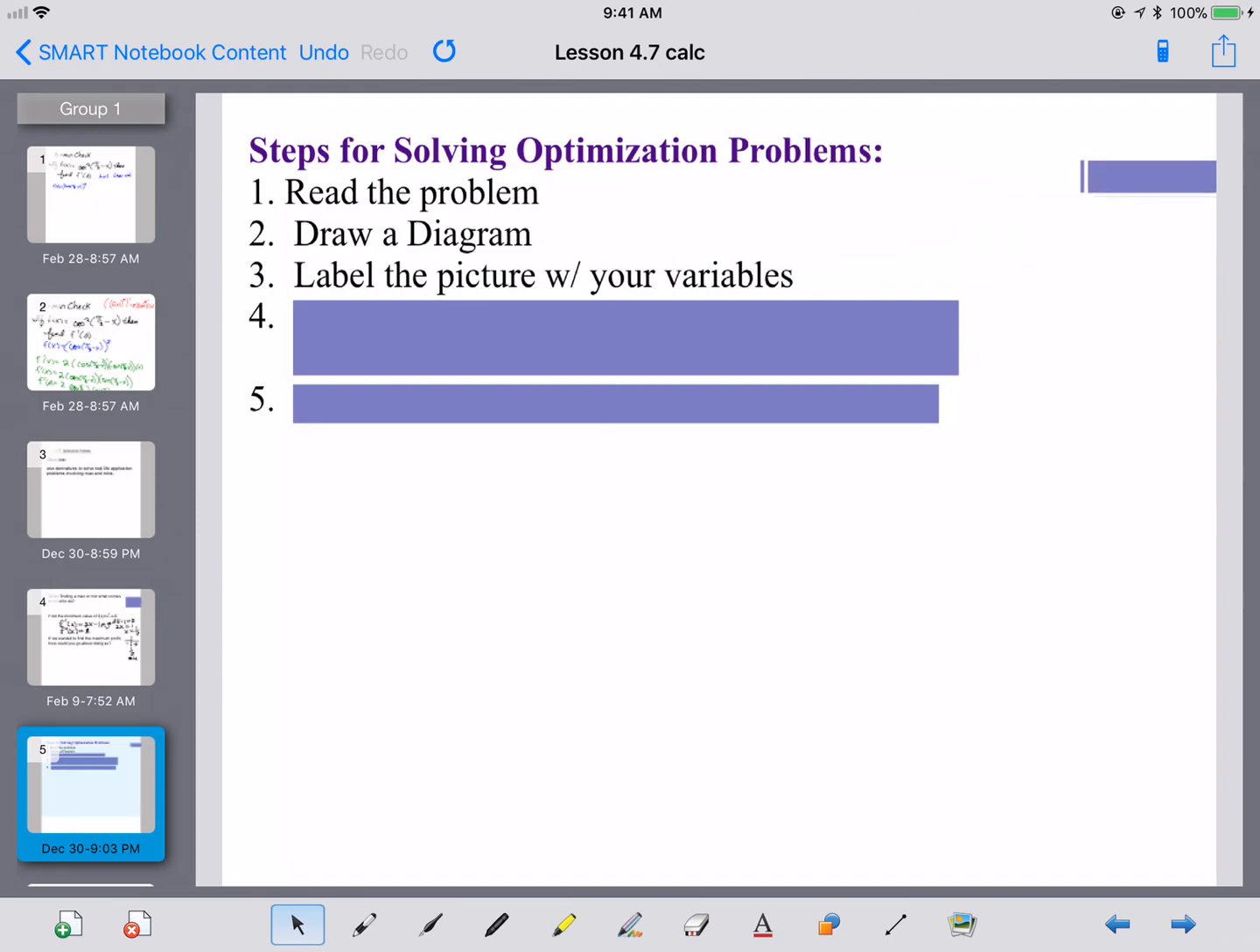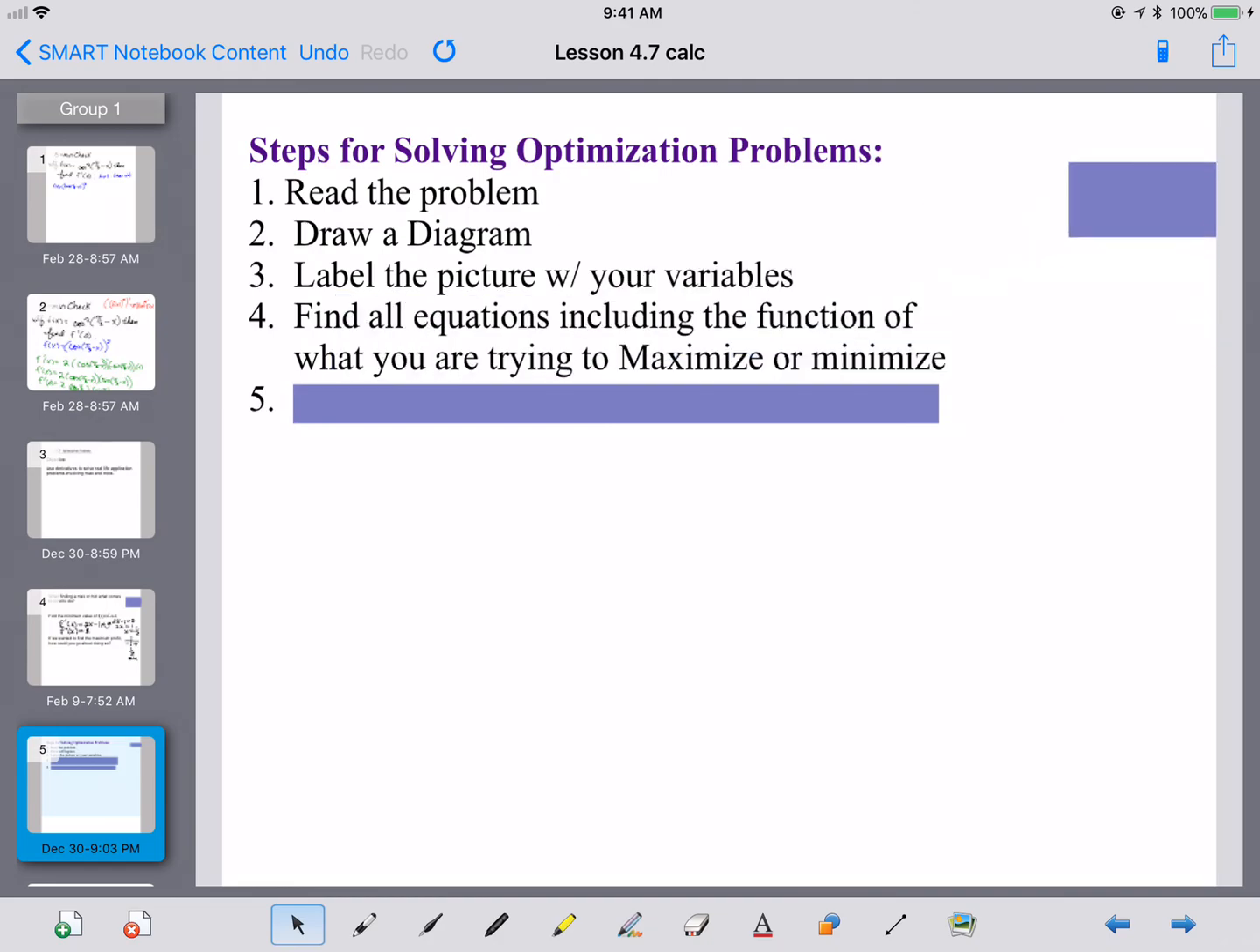Next, you want to label the pictures with your variables. You want to find all the equations, including the function that you're trying to minimize or maximize. Usually there's going to be 2 equations that they've given you. One equation will be with the numerical information of the problem, and then one of the equations would be whatever you're trying to maximize or minimize. So say we're trying to maximize area, minimize cost, things of that nature. So we usually have 2 equations minimum that come about in this process.